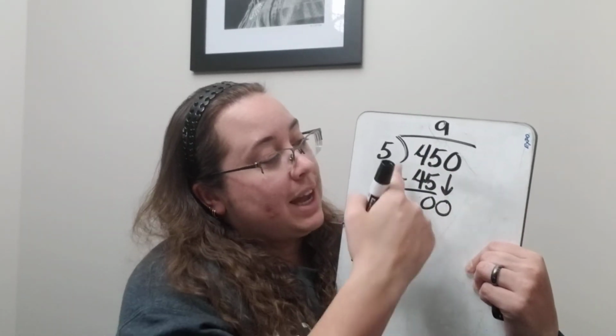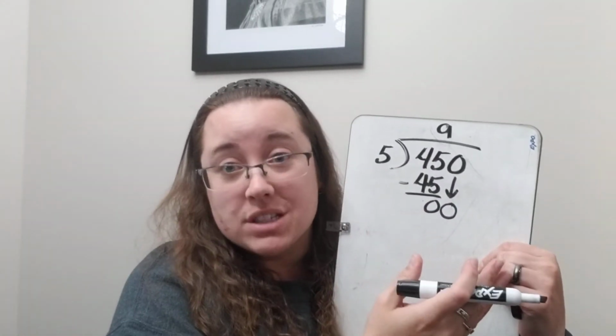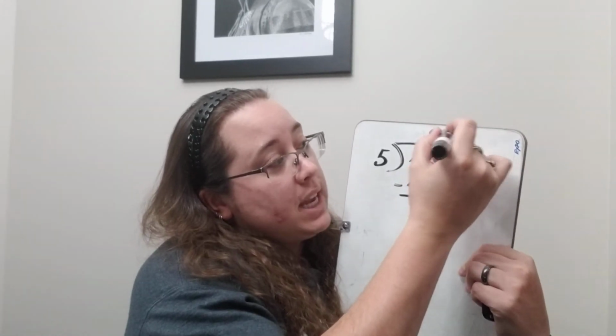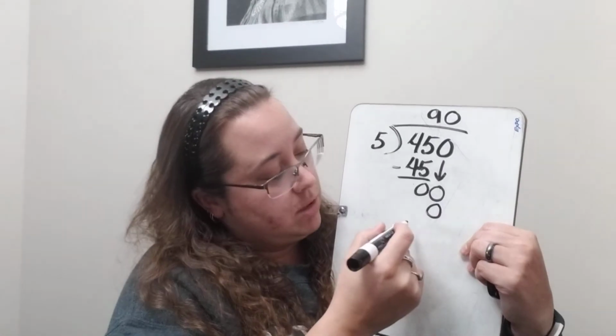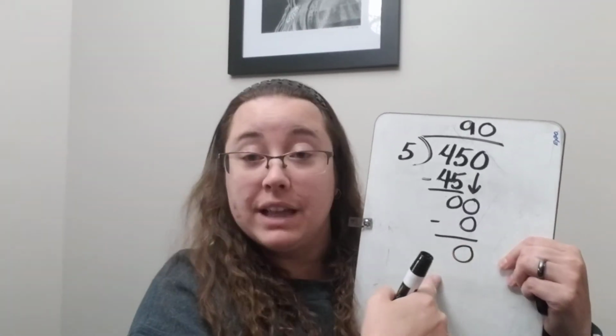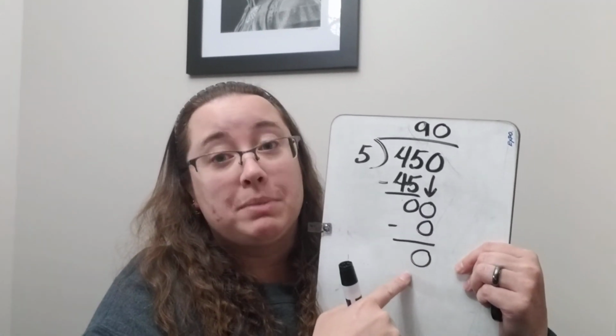In this case, I can't move on to the next number because there is not one. So I'm going to say 0 5s fit into 0. 0 times 5 is 0. I'm going to subtract it and I'm still left with 0. This would be my remainder.